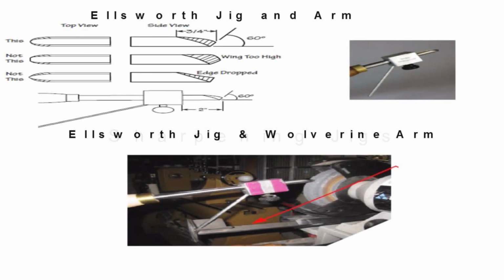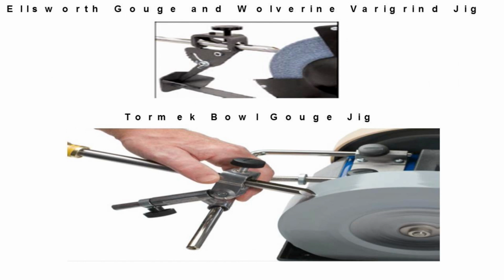Okay, jigs. We've talked a little bit about the jigs. You can see here Ellsworth was one of the ones that came out early on with his swept back design. A lot of these tools just make it easy to go in and reproduce the edge that you put on the tool the first time. You've got the Wolverine arm, which John has talked about here. Next one. You've got other guys that have theirs.